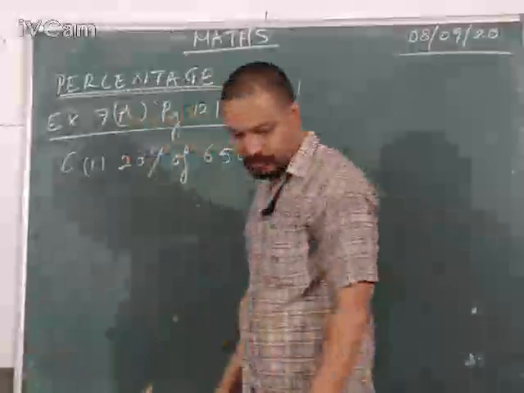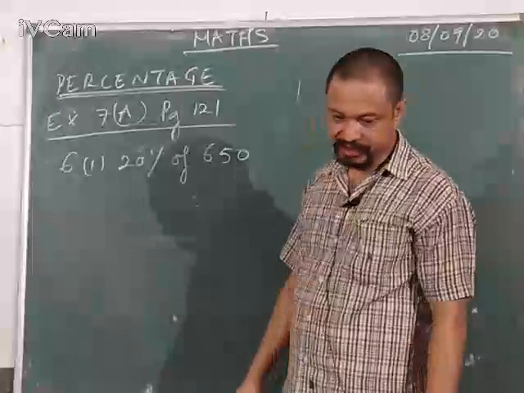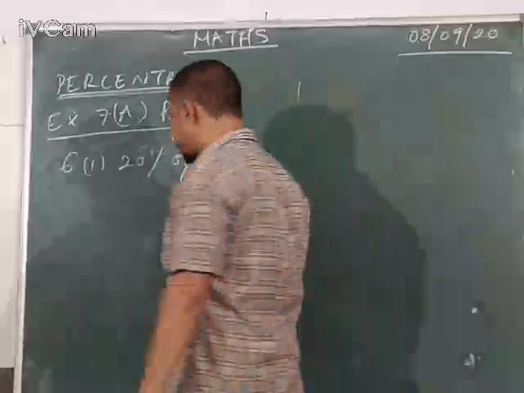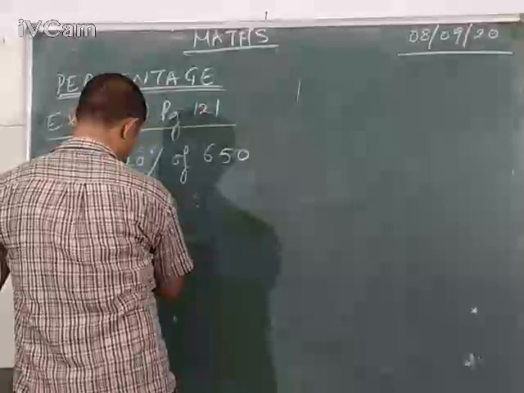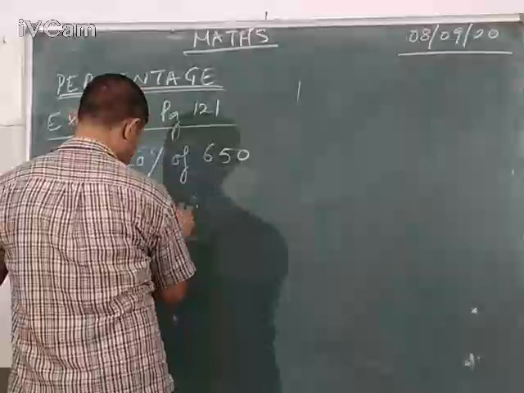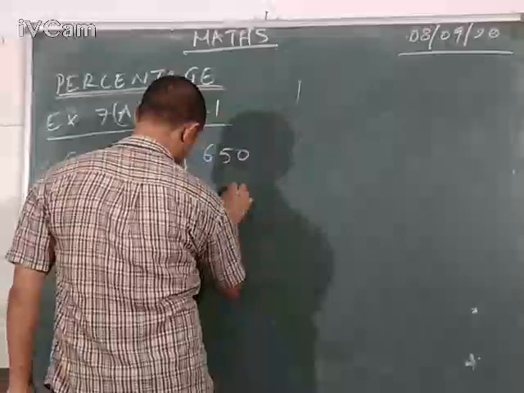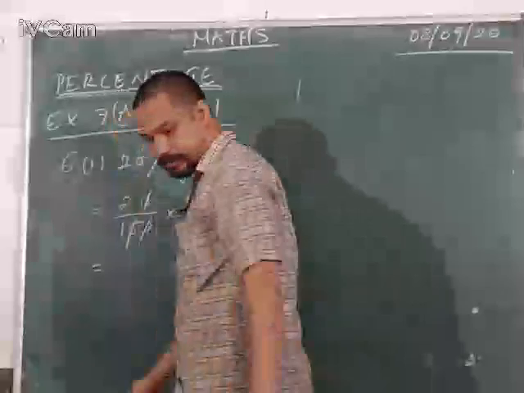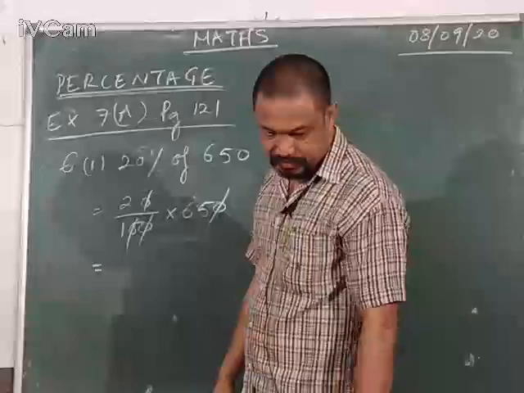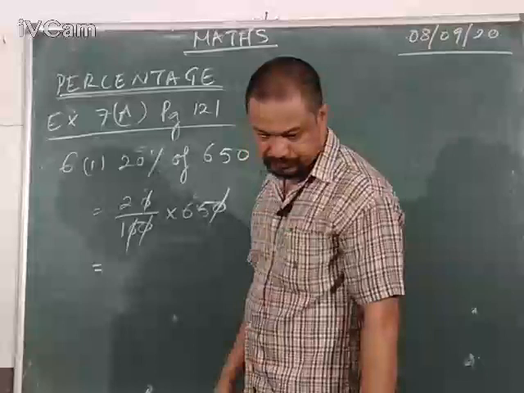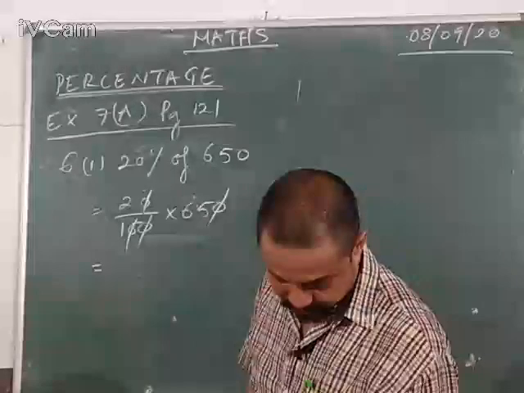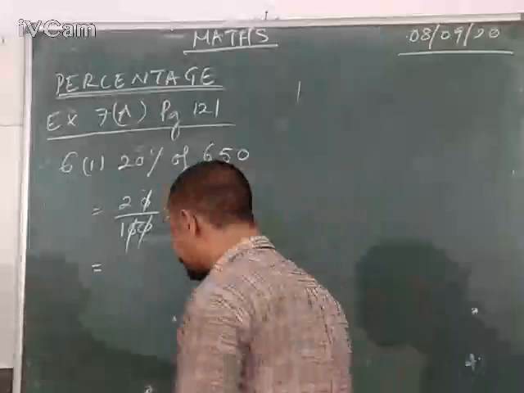How much does 20% of 650 come up to? 20% means 20 upon 100 into 650. Zero cut, zero cut, zero cut. No, this is number 6. So that comes to 130.